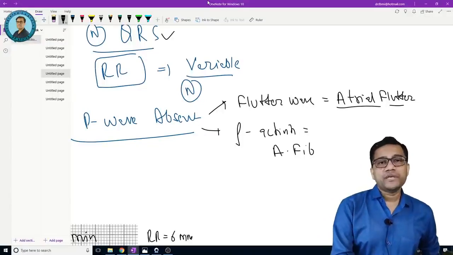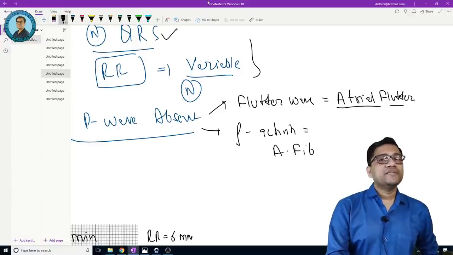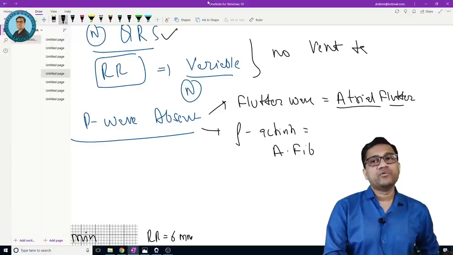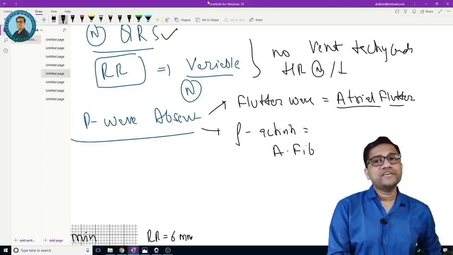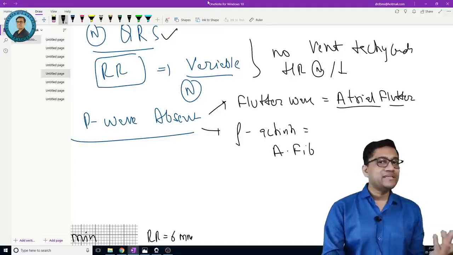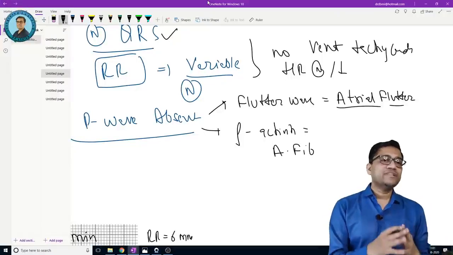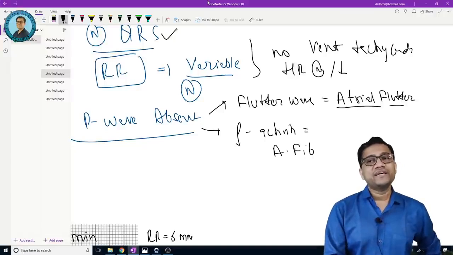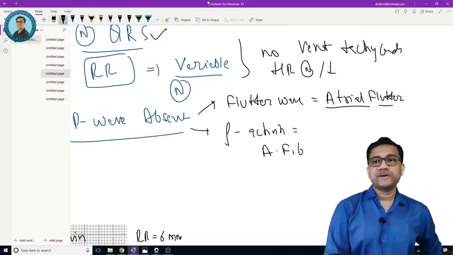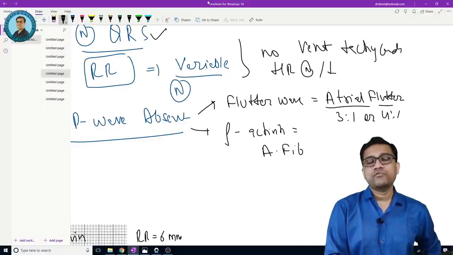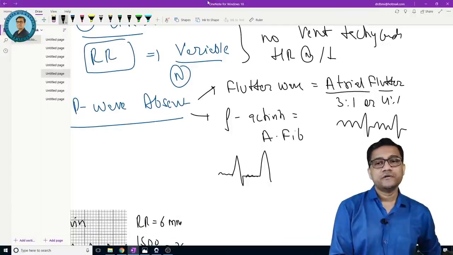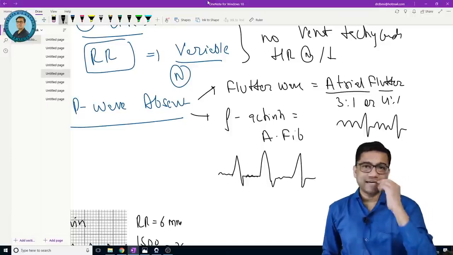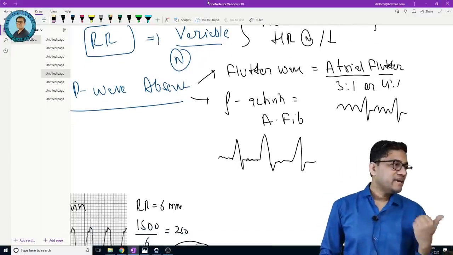So if there is a normal QRS and the RR is normal, that means there is no much ventricular tachycardia. The heart rate is either normal or less, or even if it is increased, not more than 100. So there is no tachycardia much. And there is a flutter wave. What is the ratio of this flutter wave? 3:1 or 4:1, like this. This is called the flutter. Here you just see some noise like this. This is called AFib. Are you clear?